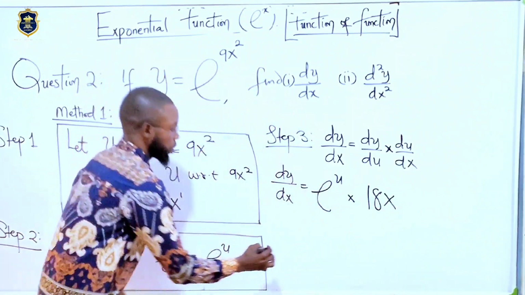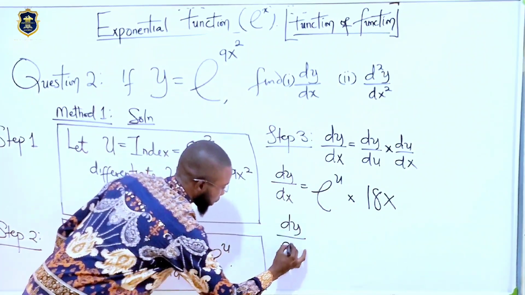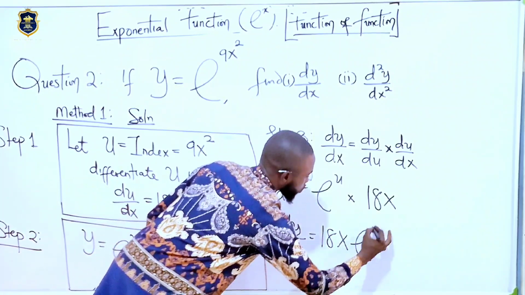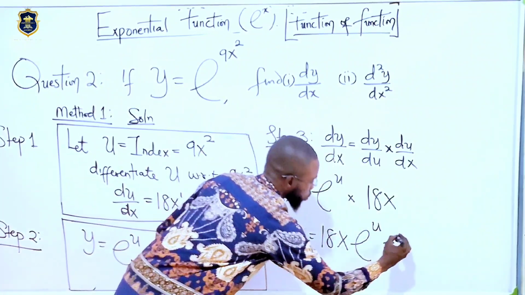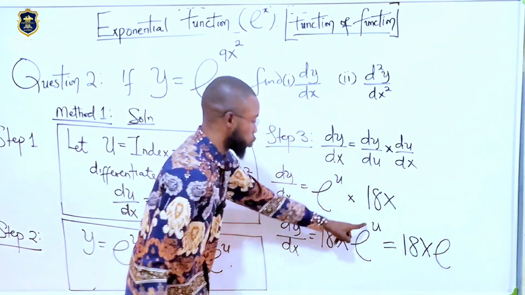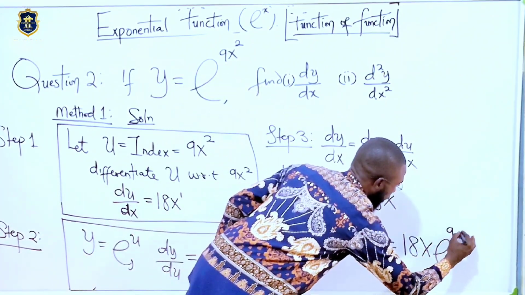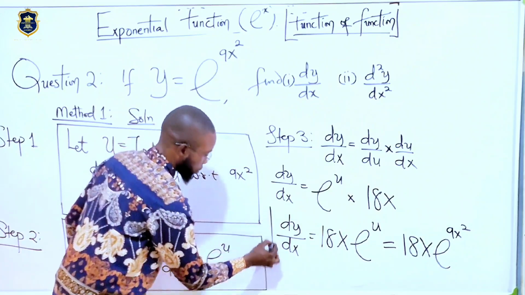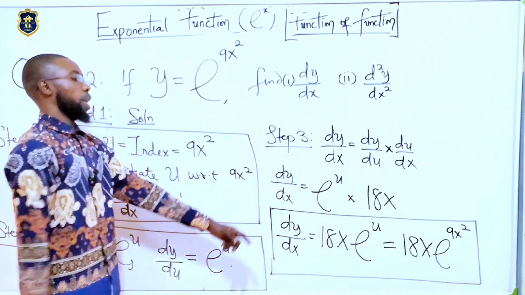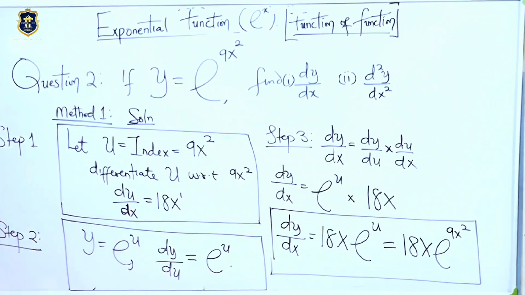So let's rearrange, and our dy over dx becomes 18x e raised to the power u. What's u? 9x squared. So 18x e raised to the power 9x squared is our answer. Yep, we got it. That's for dy over dx.